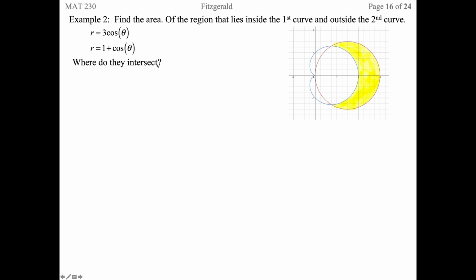Where they intersect is where we're going to want to integrate from. So again, there's my 1 plus cosine theta, there's my 3 cosine theta. When we set up our integration here, our r that we're going to be squaring is going to be the right function minus the left function. And remember, we square the functions first, then subtract, not subtract and then square.